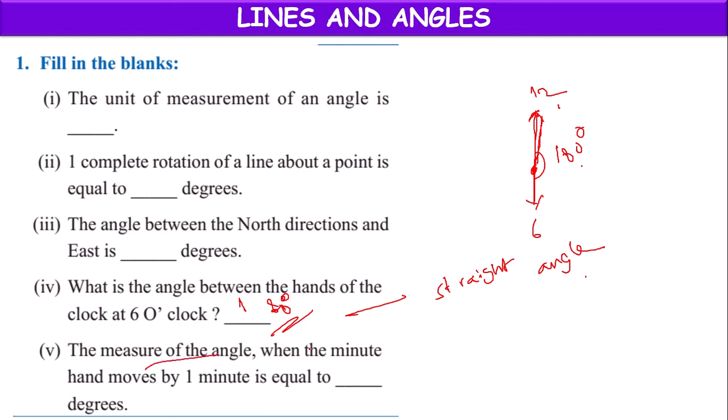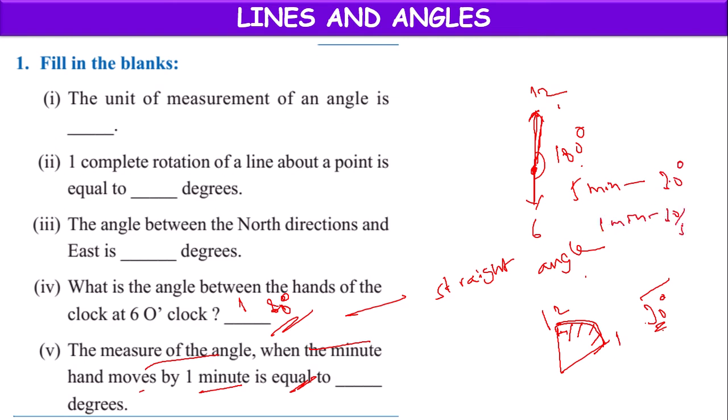So the measure of the angle when the minute hand moves by 1 minute: between 12 and 1 we have 30 degrees. But 12 to 1 is equal to 5 minutes. In that there are 1, 2, 3, 4, 5 divisions, and each division is equal to 1 minute. If for 5 minutes it moves 30 degrees, then for 1 minute it will move 30 by 5, which is equal to 6 degrees. So the answer is 6 degrees.